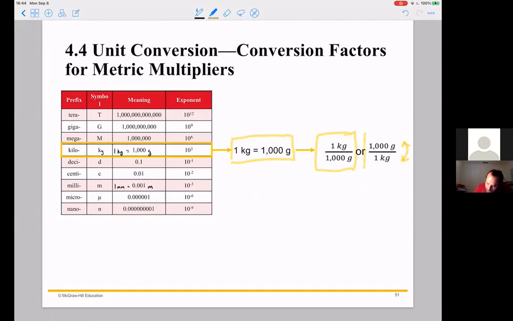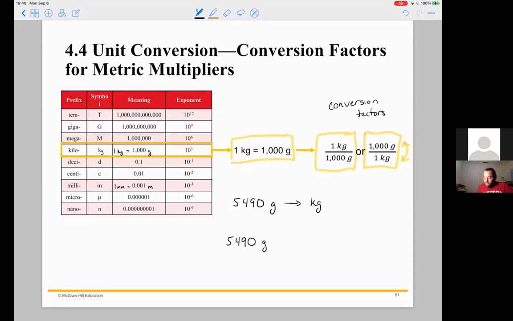Okay? These are what we call conversion factors. Okay, these fractions we can use in math really easily. All right, so let's see how we do this. This will allow us to convert from grams to kilograms or kilograms to grams. So let's say I wanted to go from 5,490 grams to kilograms.